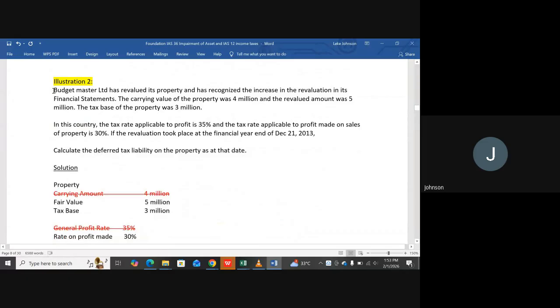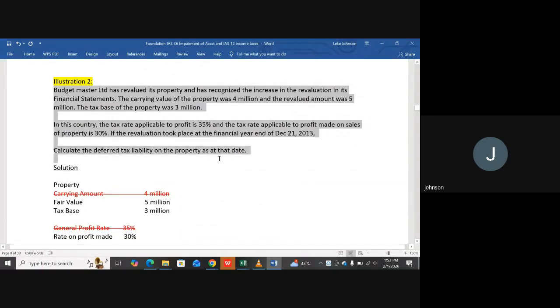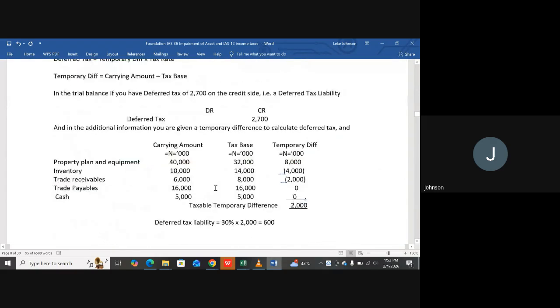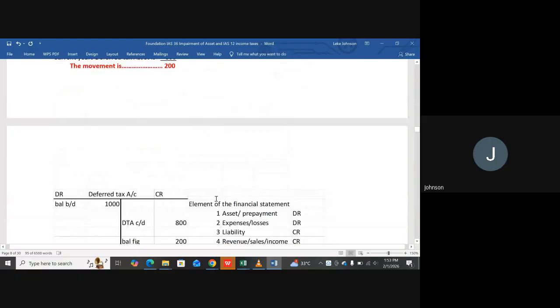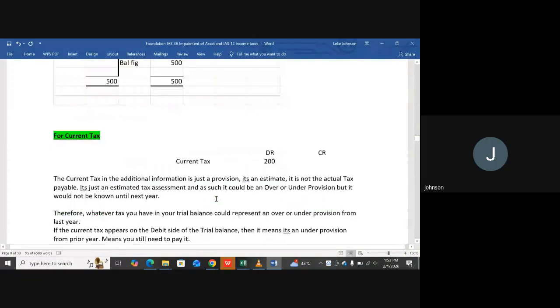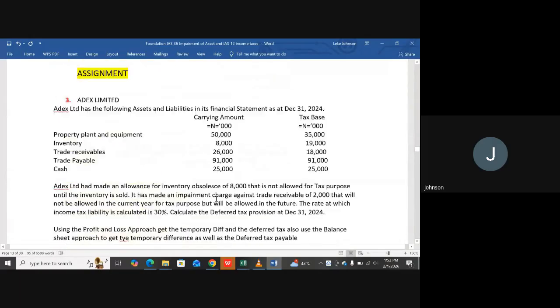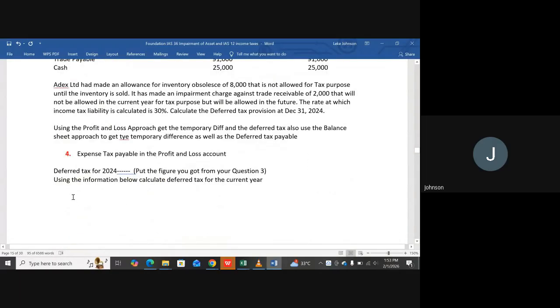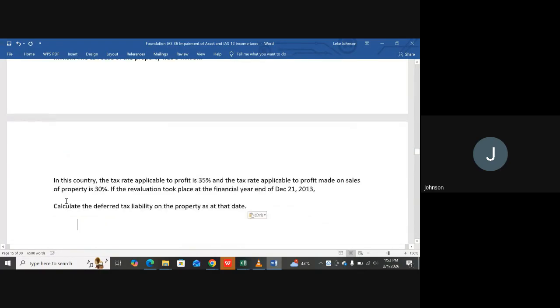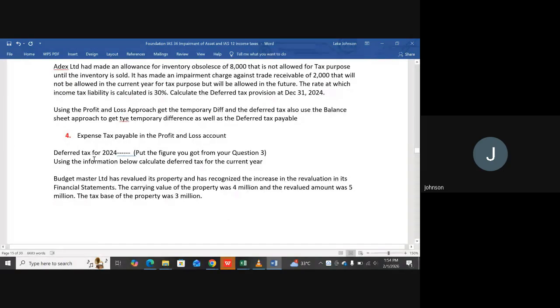Okay, so using this information now, I'm going to use this information to get this one here. So now, the tax expense payable in the profit and loss account for 2025 is what we want to calculate. So deferred tax for 2025; for 2024, put the figure you got in your question 3. Then using the information below, calculate the deferred tax for the year.